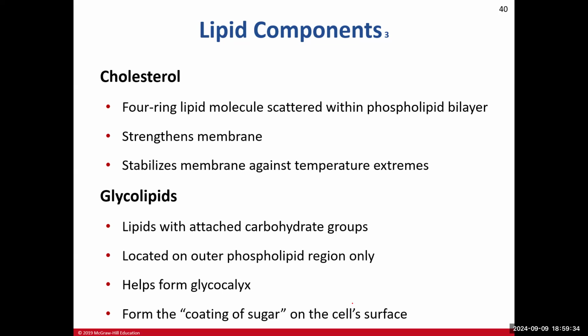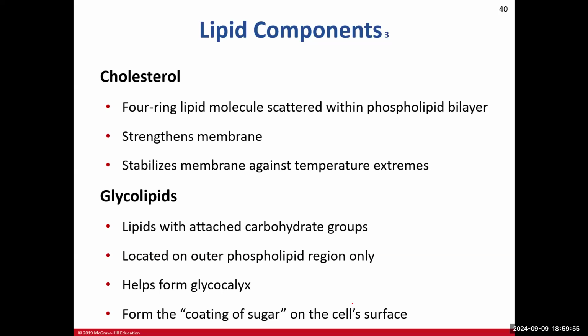Then we have our glycolipids. Like I said, that's just a lipid that has a carbohydrate group attached to it, and it is going to help form what we call the glycocalyx, which is this sugary coating on the outside of our cells. Again, we use this glycocalyx to help identify cells, and we'll talk more about that when you get into the immune chapter.